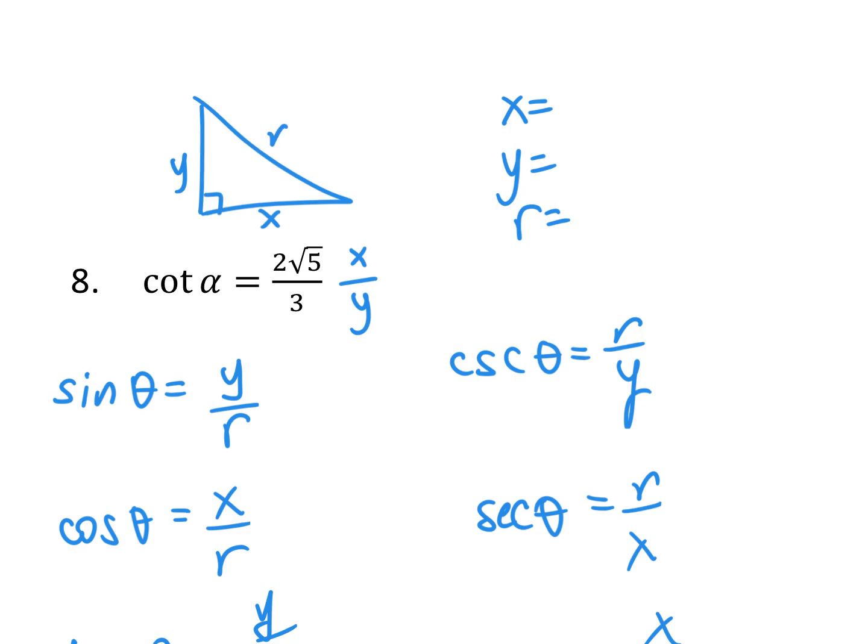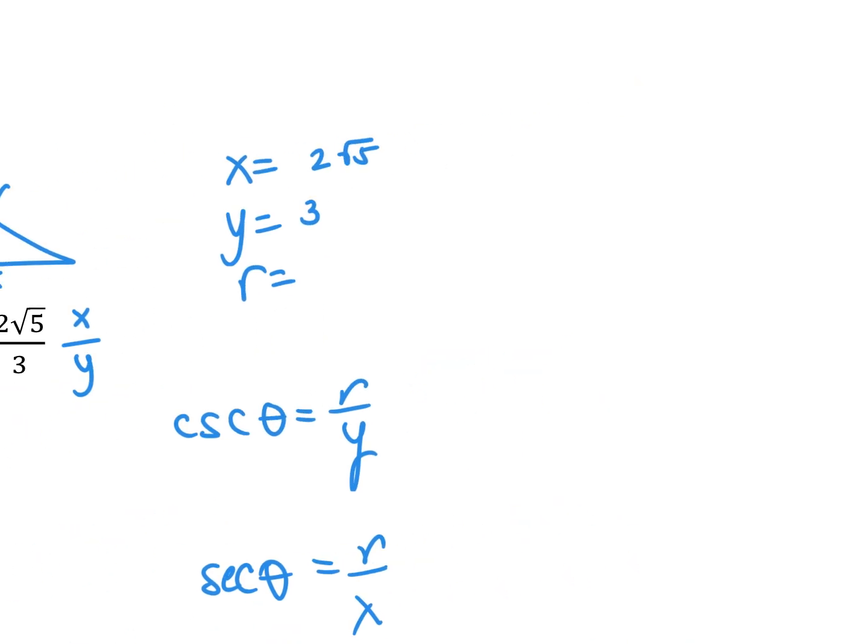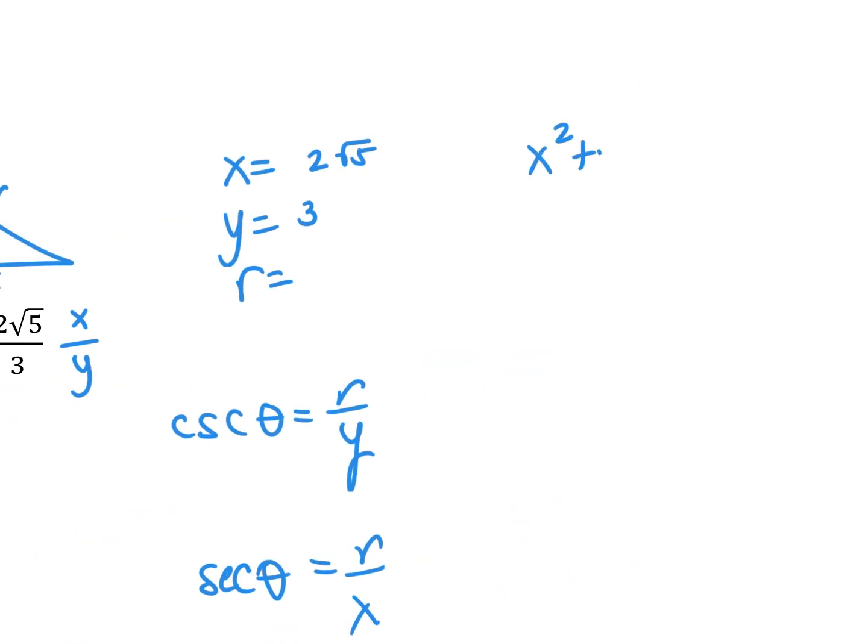You're still using the Pythagorean theorem. Instead of a squared plus b squared equals c squared, you're just saying x squared plus y squared equals r squared. Same thing, just different letters. So when I look at this, I say my x value is 2 square roots of 5. My y value is 3. How do I find r? X squared plus y squared equals r squared. So I have 2 square roots of 5 squared plus 3 squared equals r squared.